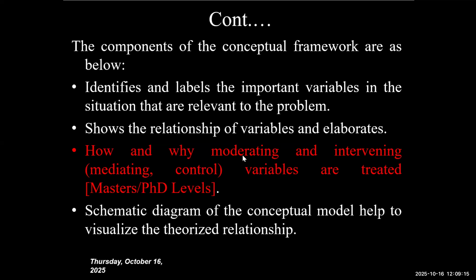So how and why moderating, intervening or mediating, and control variables are treated. This one is done at the PhD level most of the time, so don't worry much about what is here. There are different types of variables out there, what we call moderating, what we call intervening or mediating, and so on and so forth. But now let's take the schematic diagram of the conceptual model, which helps to visualize the theorized relationship. Once you're able to come out with your own conceptual framework and you draw it, then at a glance I know that this is what this study is all about. The conceptual framework is based on your research problem and the objectives or questions that you set forth to address. Then we know what the study is all about.